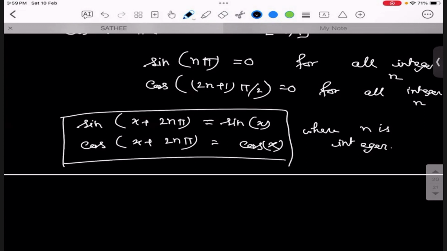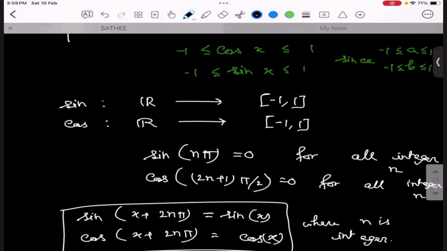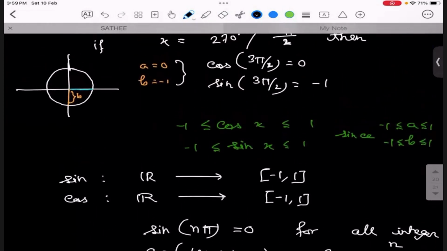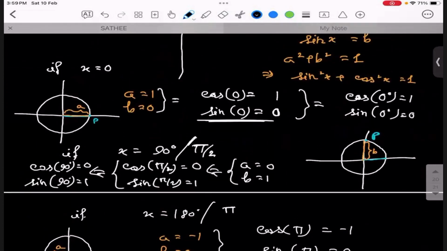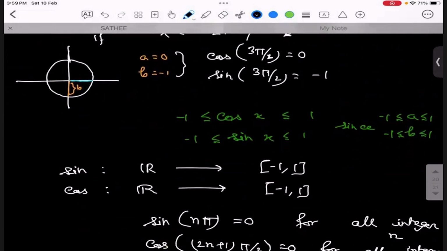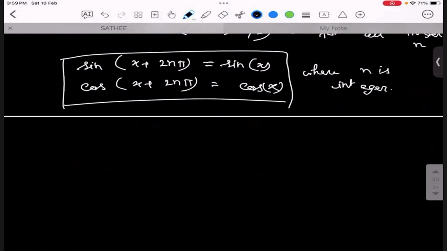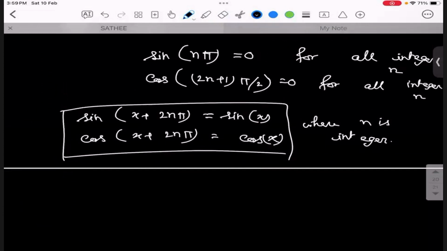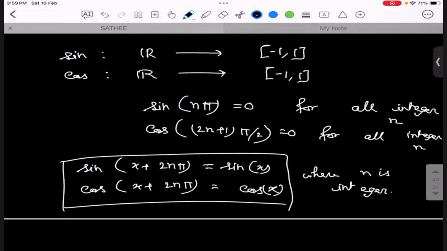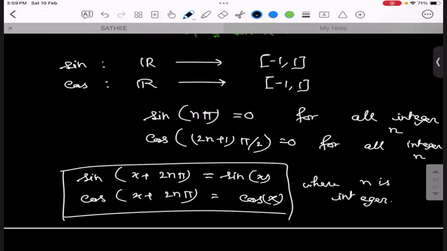Okay, so we will end this class here, and in the next class we will go with some more trigonometric functions which can be derived using the sine and cos functions, that are called cosec, sec, tan, and all those functions we will discuss in the next class.